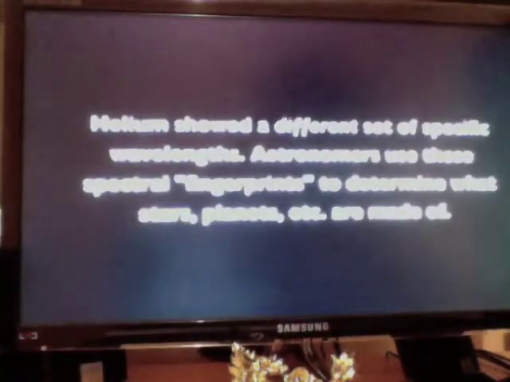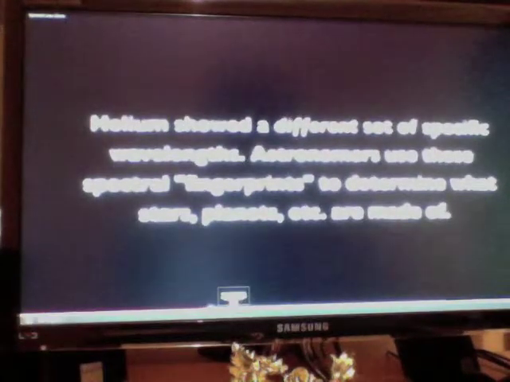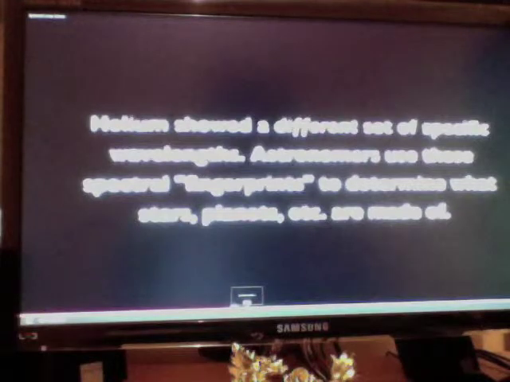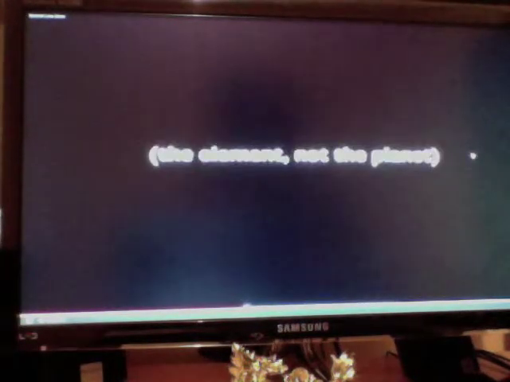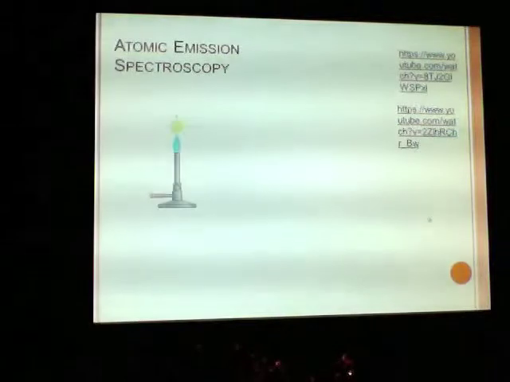Helium. Helium's a little bit more. Let's go through. Mercury. Three different lines. So you can start to see that we can actually split up the different wavelengths of light.